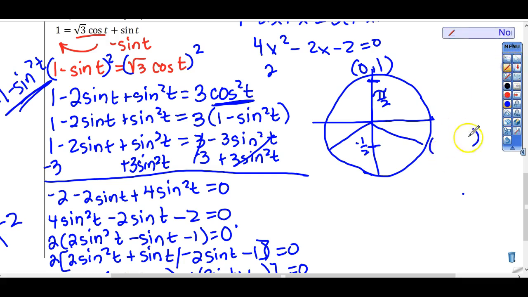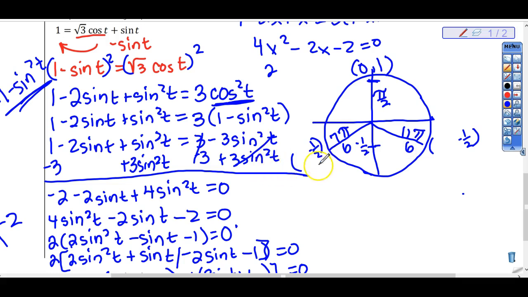Okay. Negative half on your y coordinate. What angle am I on when my sine is negative half? Am I in the pi over 6? The 30. I heard it. Those are the pi over 6s, right? So this is 7 pi over 6 and 11 pi over 6.